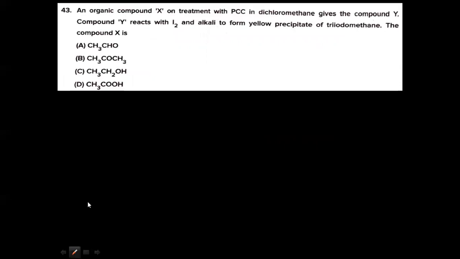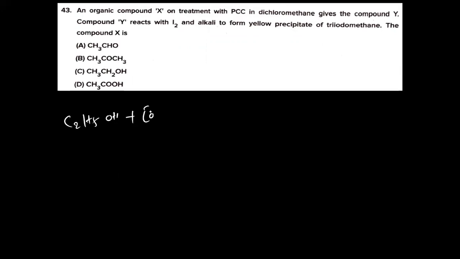43. An organic compound X on treatment with PCC in dichloromethane gives the compound Y. The compound Y reacts with I2 and alkali to form yellow precipitate of triiodomethane. The compound X is C2H5OH.